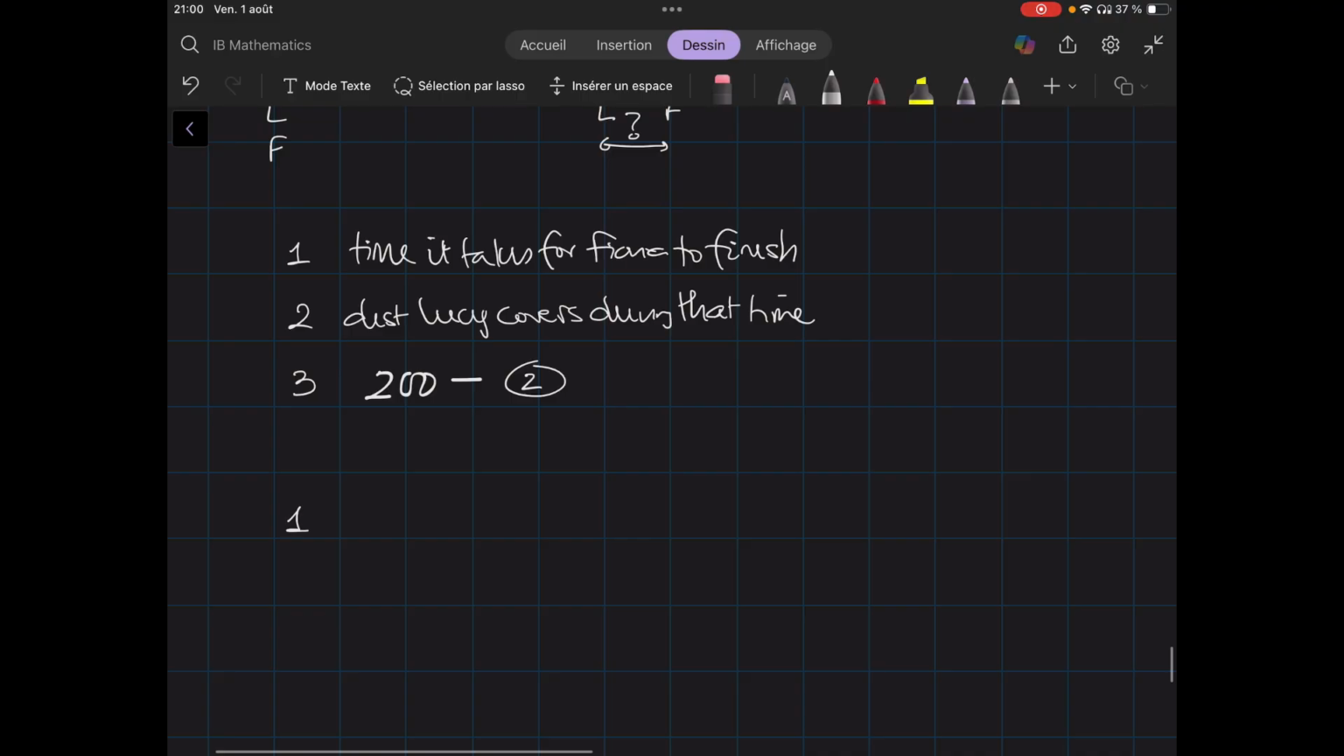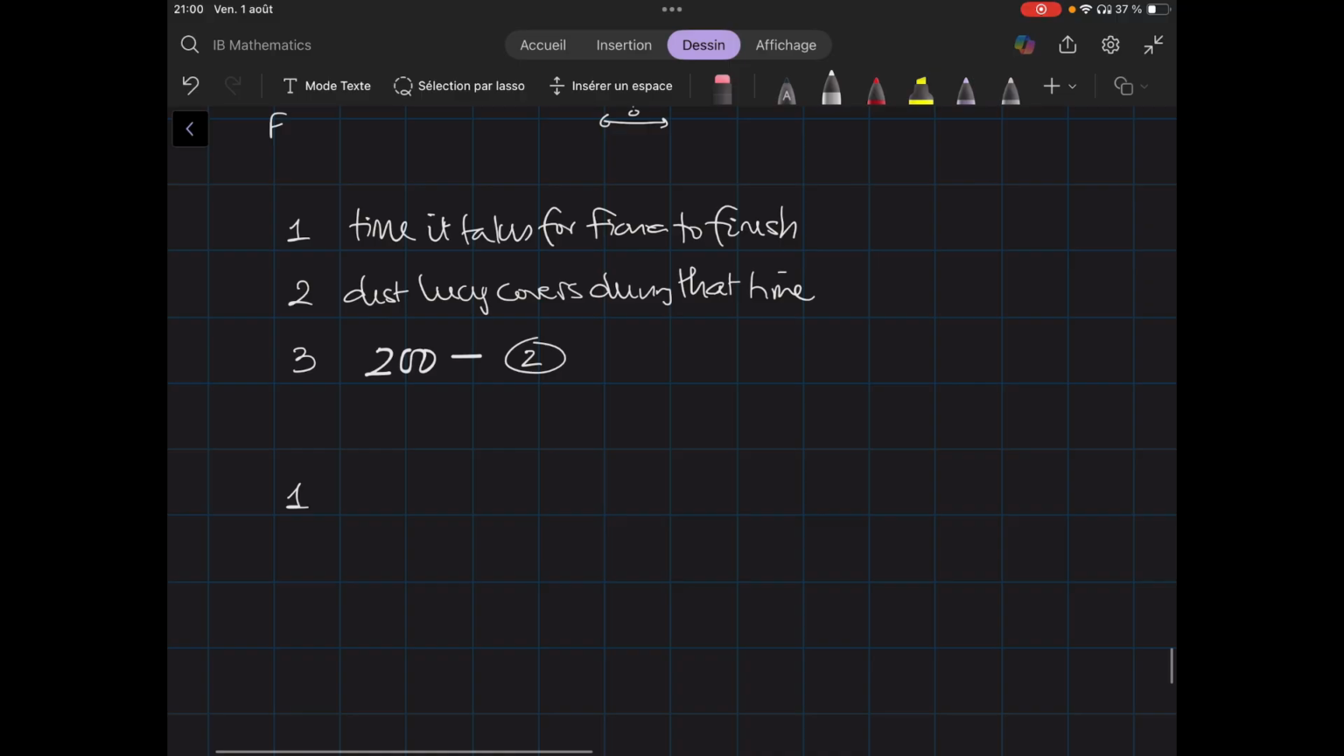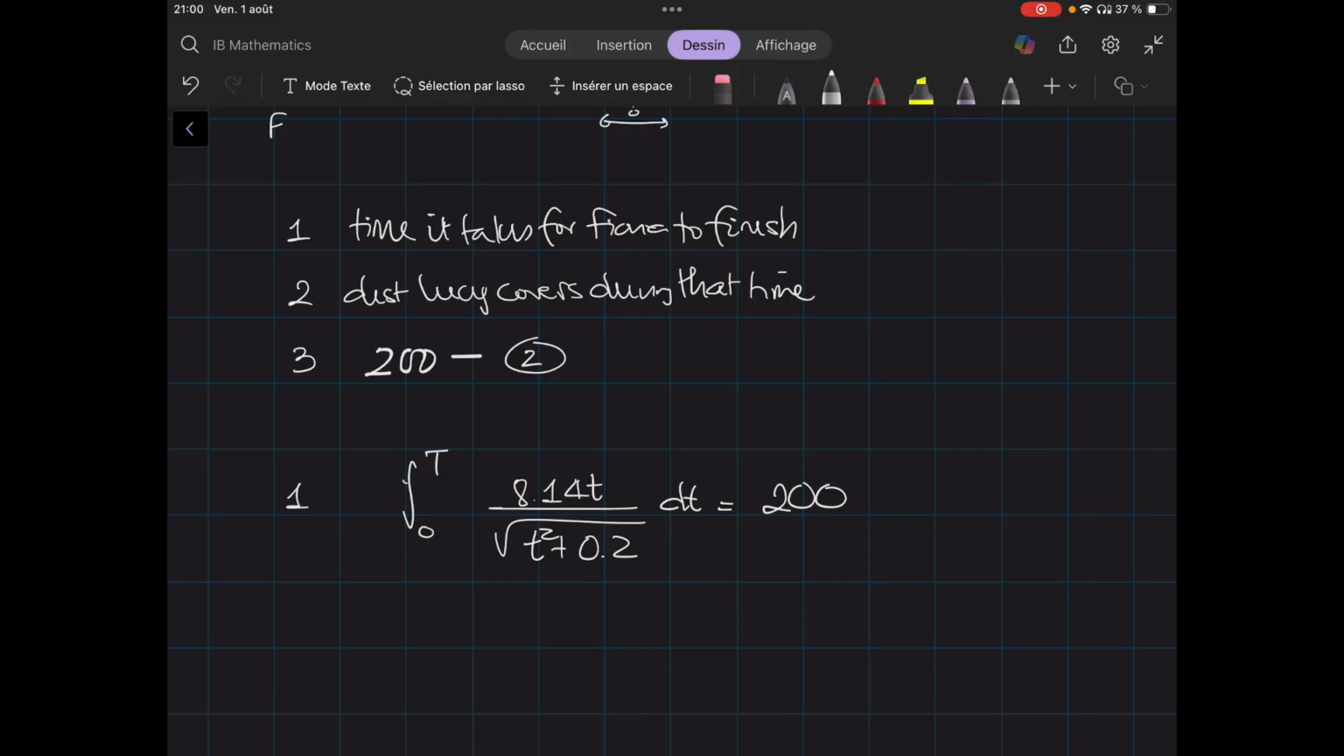So first off, how long does it take Fiona to finish the race? Let's say that Fiona finishes the race after t seconds, capital T. So we know that this has to be true. Why is that the case? Because this function is positive already, so you don't need to have the absolute value signs around it.